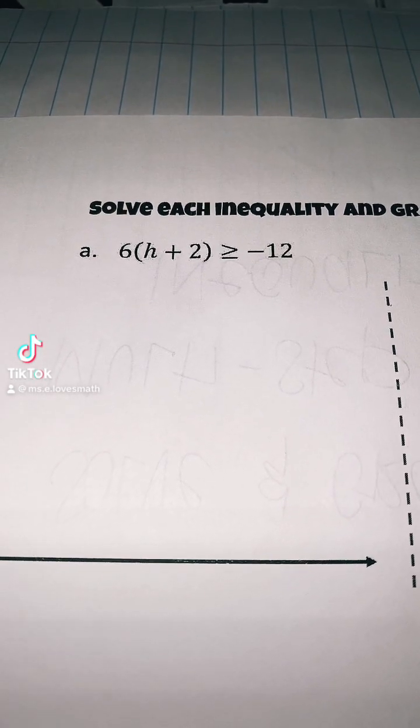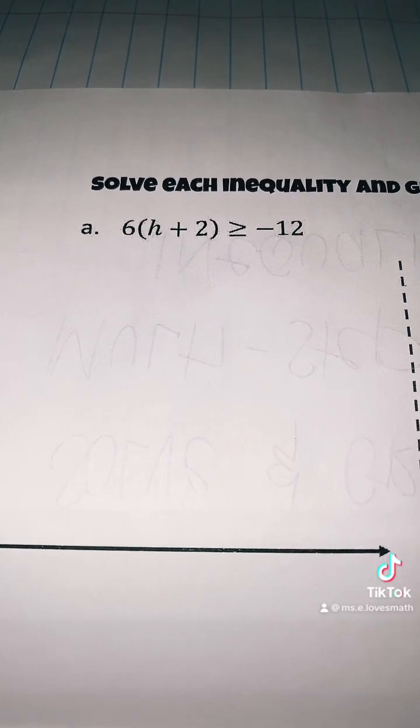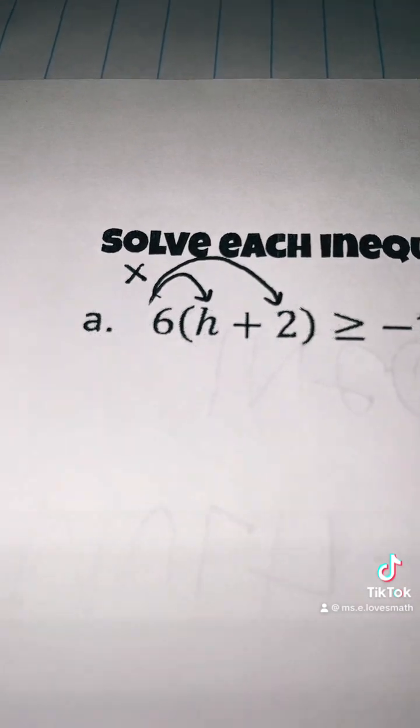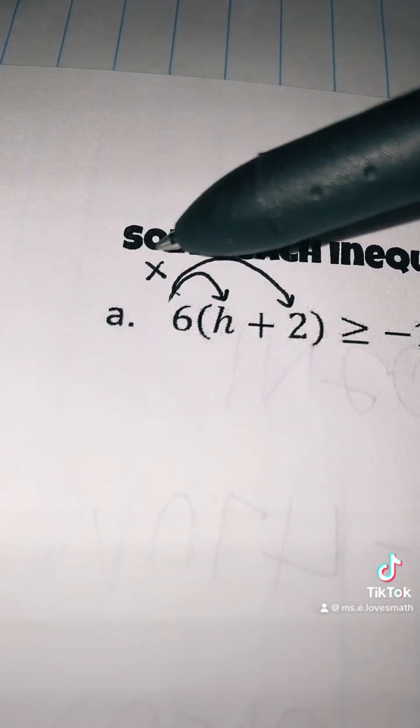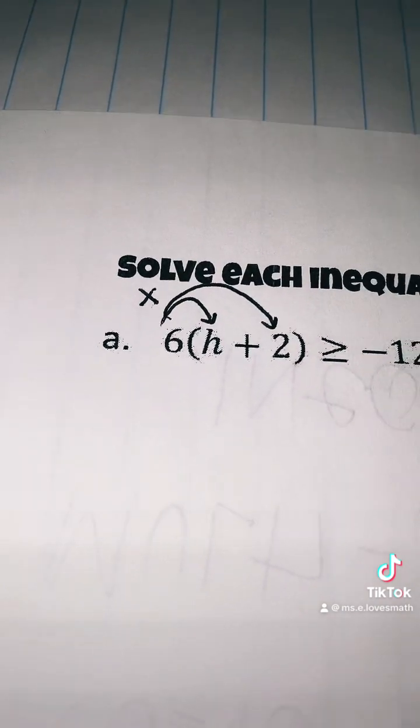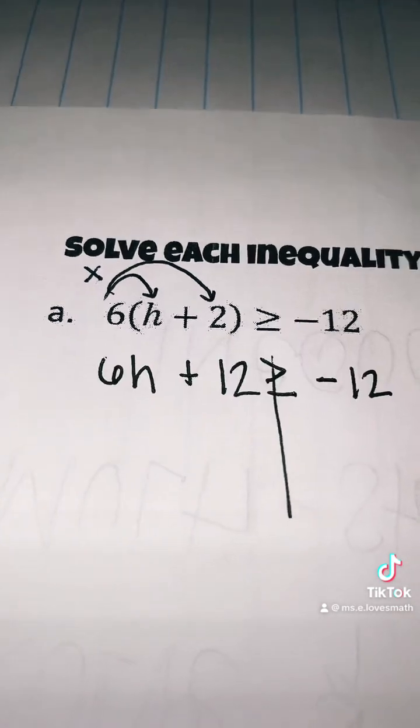Solving and graphing inequalities using the distributive property. Step 1 is to distribute the number on the outside of the parentheses to all of the terms on the inside. Distributing means you are multiplying the outside number by both terms or all of the terms on the inside.